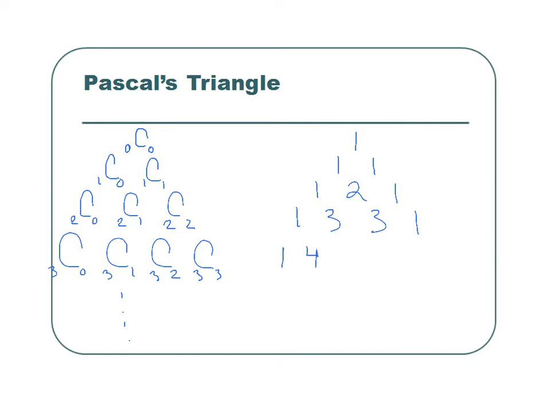3 and 3 is a 6. 3 and 1 is a 4. And then it ends in a 1. And you can keep going and build that in your notes for as far as you can before you start running out of space.